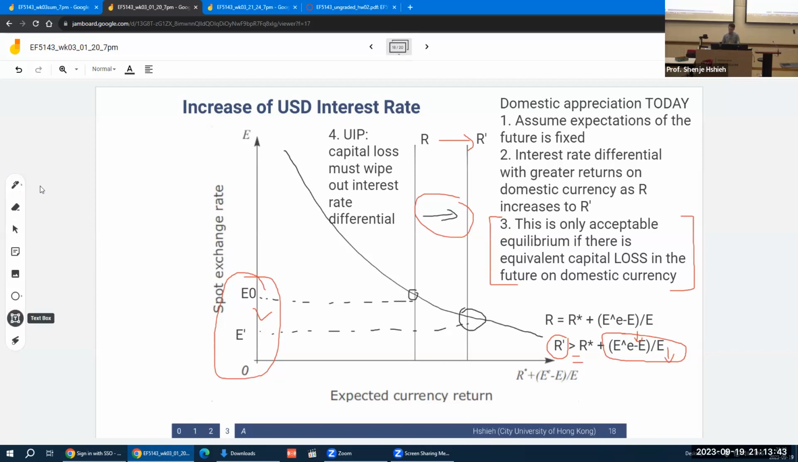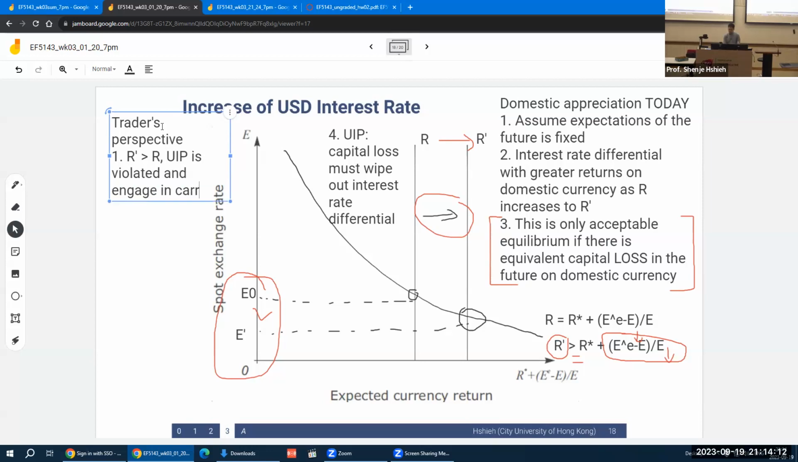All right, so what you might be more interested in is the mechanical way, like the trader's perspective, as opposed to this theoretical perspective. So from the trader's perspective, it's quite simple. With R prime greater than R, UIP is violated and traders engage in carry trade. What does that mean? They're going to borrow foreign and lend domestic. Agree?